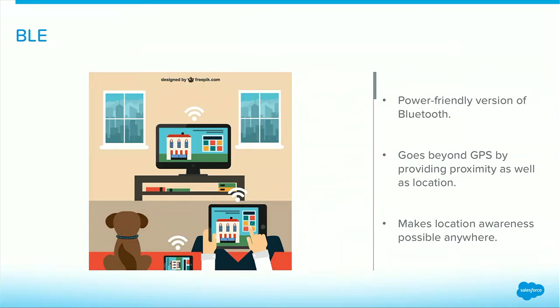Instead of your phone now interacting with GPS satellites, it's interacting with beacons that are emitting Bluetooth signals. This is important because it makes location awareness possible even if you're 3 stories underground in a parking garage. If you have a beacon network set up, then you're going to be able to provide location awareness and proximity detection for your users.